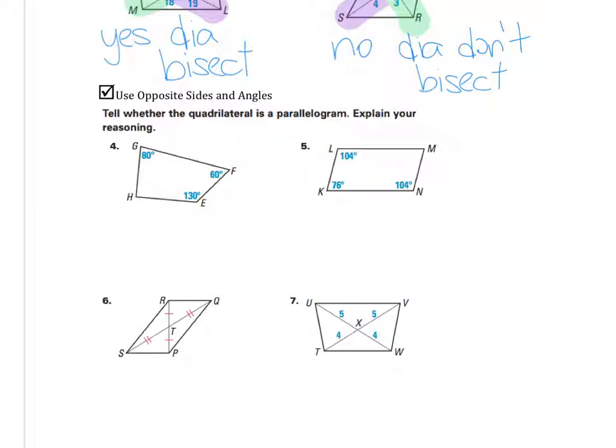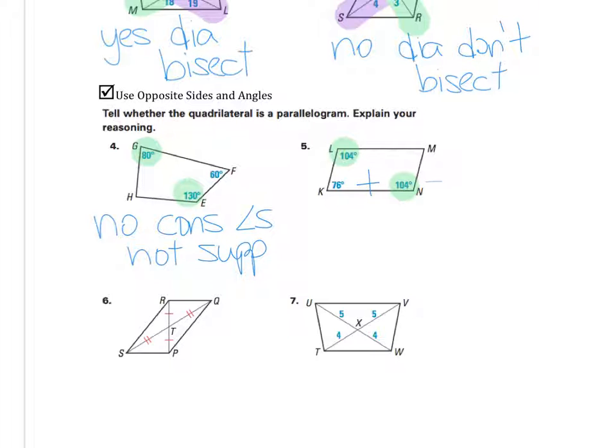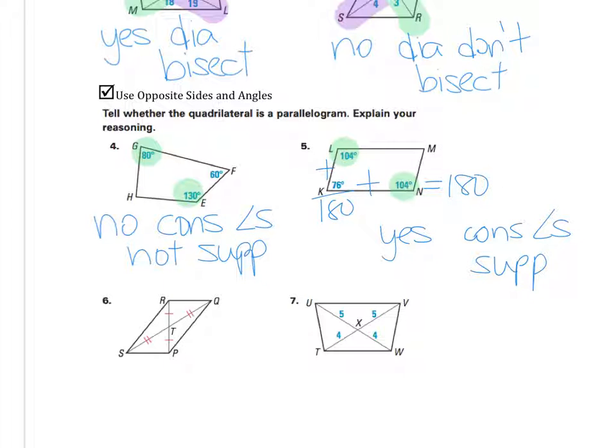So we have 4 to try. With the angles, I'm looking for the opposites to be congruent. So this would be no. Consecutive angles, not supplementary. So there they are congruent. And then I need to test. So this would be a yes. And we have consecutive angles supplementary.